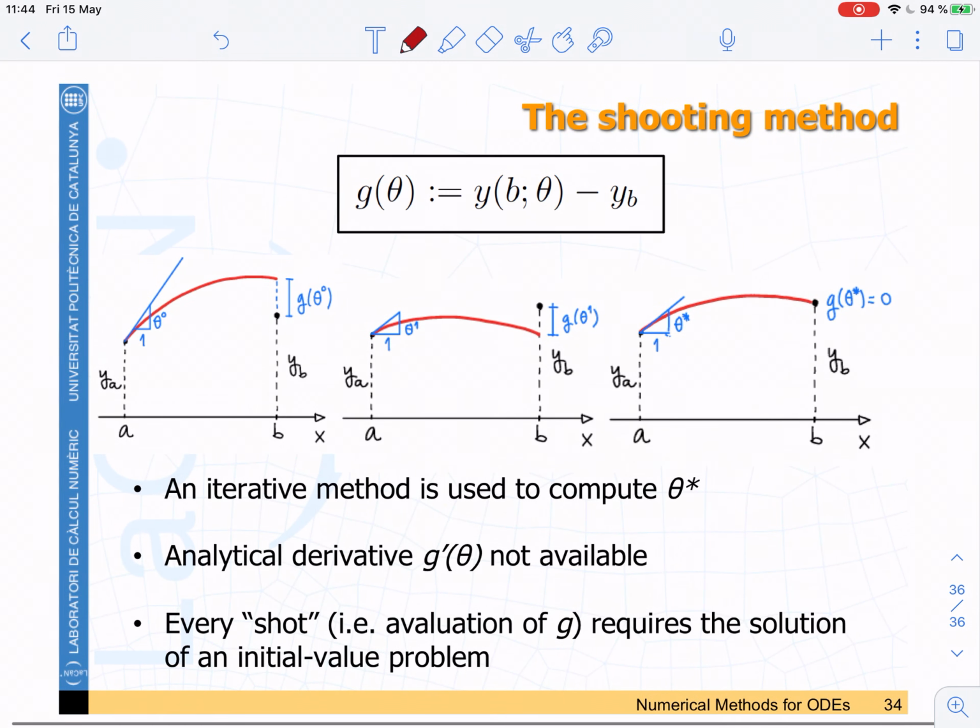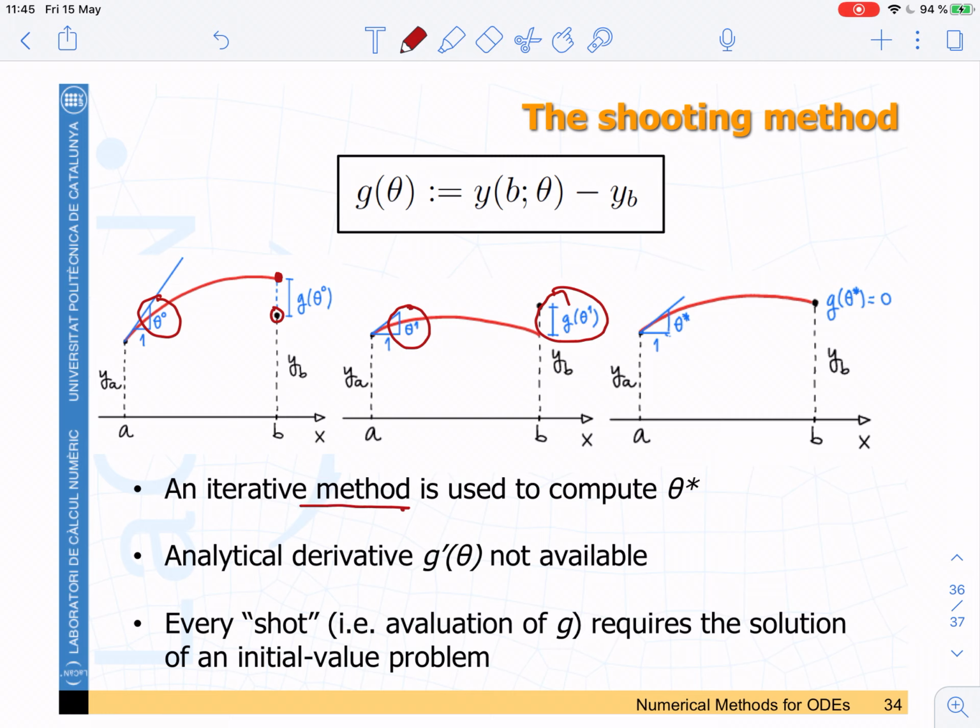This is graphically illustrated here. We start with an initial approximation for the slope theta 0 and shoot. By shoot, we mean we solve an initial value problem and check this value here. We compare this value here with the prescribed value yb. If our shot is too high, we then decrease the slope in our second shot. Okay. Now we got below the target, and in this manner we use an iterative method to compute the correct value of this slope.